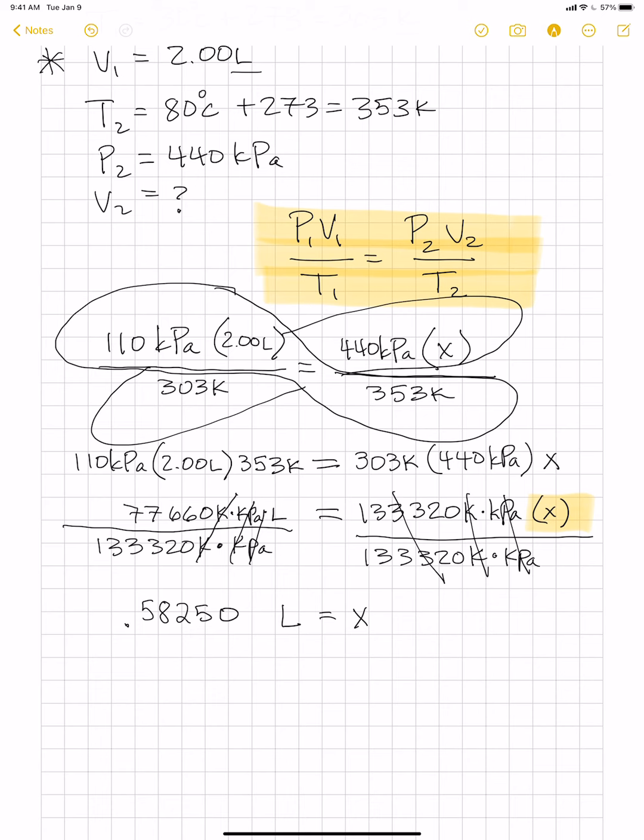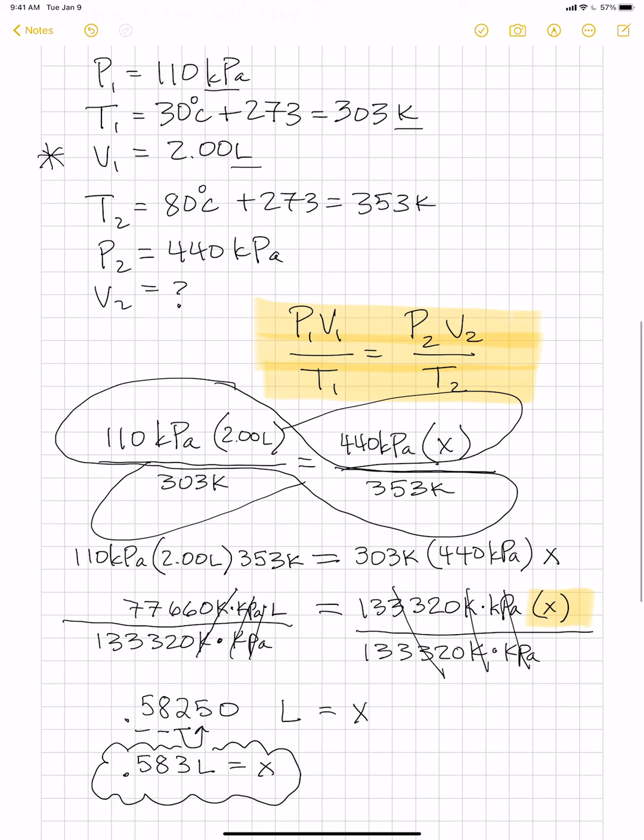0.58250. And we only need 3 significant figures. So 1, 2, 3, look at that number, it's a 5. So that 2 becomes a 3. And then we have liters equal to X. So what happened? Okay, if you do this, the volume is going to get smaller. All right, if you put high pressure on it and increase the temperature, well, it seems like pressure has the bigger influence and the volume got smaller. Okay, and there's your final answer.